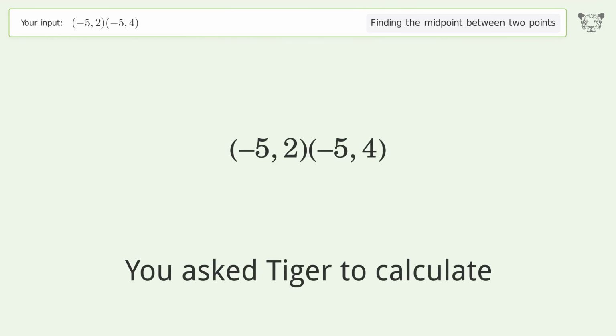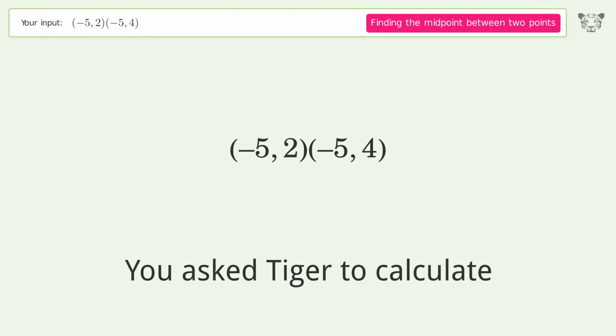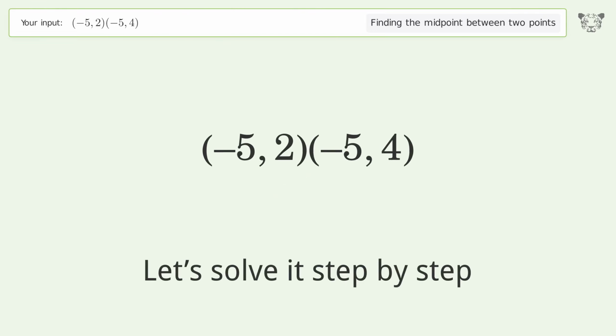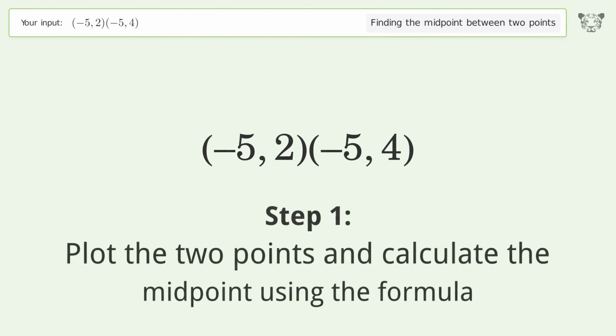You ask Tiger to calculate. This deals with finding the midpoint between 2 points. The midpoint between the 2 points is -5, 3. Let's solve it step by step. Plot the 2 points and calculate the midpoint using the formula.